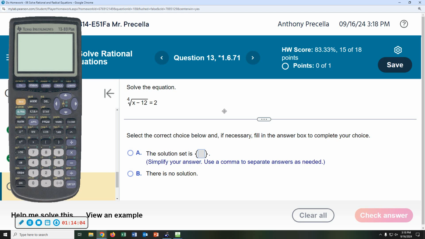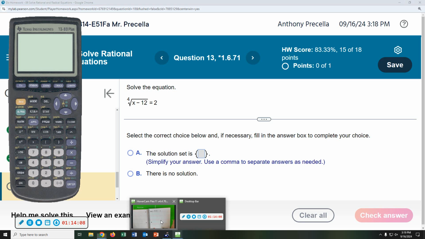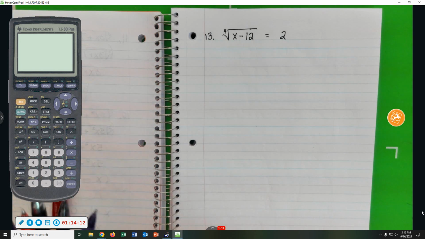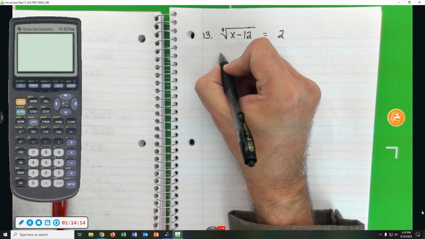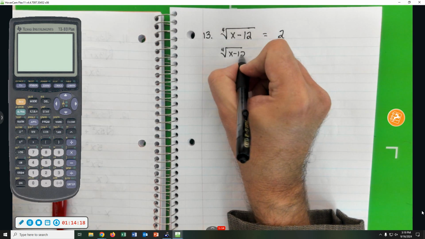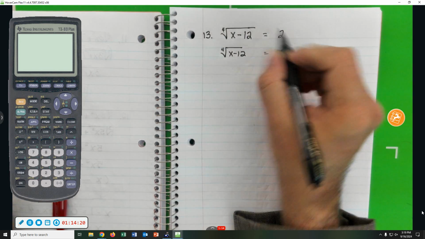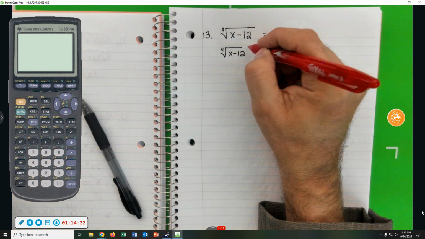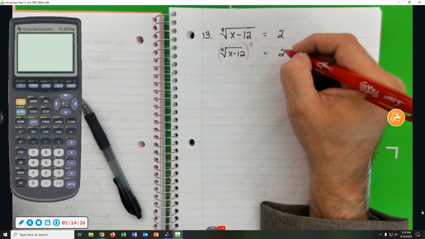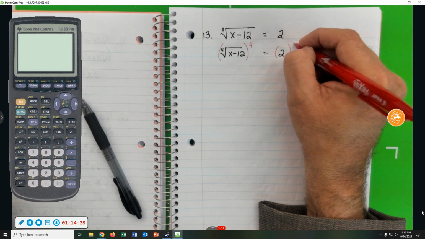So, let me switch it. There. We all agree we don't have to move anything. The radical is already isolated. We have our radical term isolated, so I will raise both sides to the fourth power.